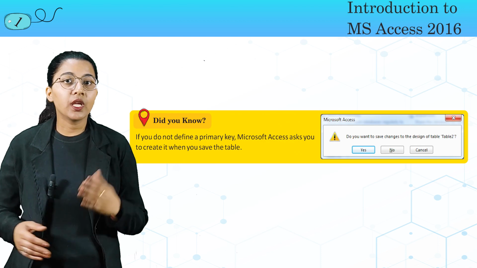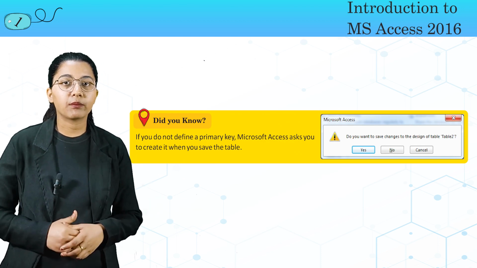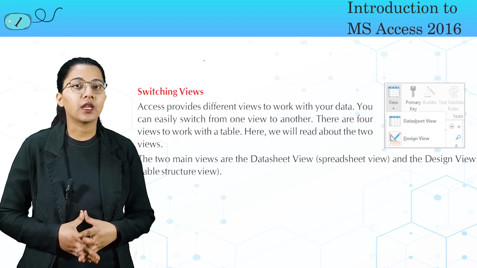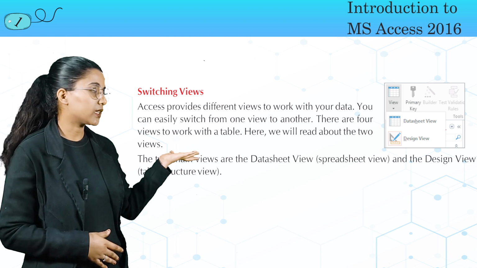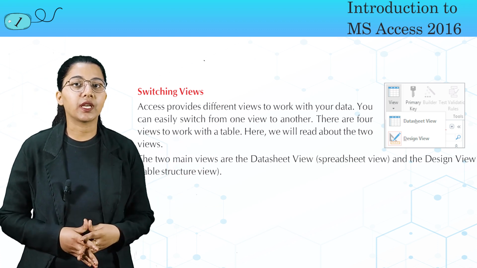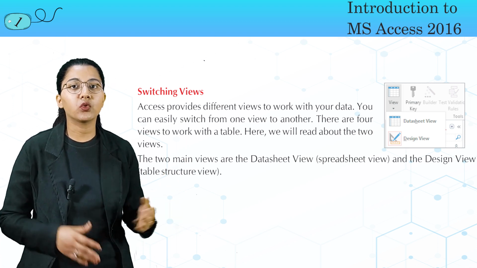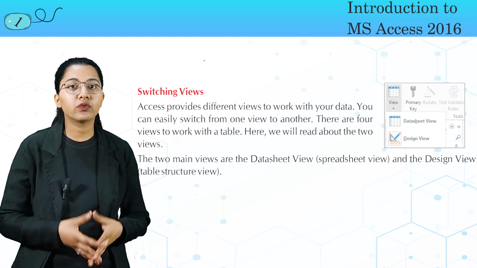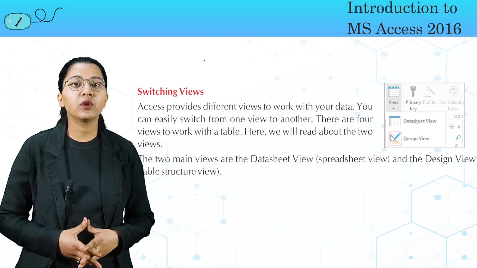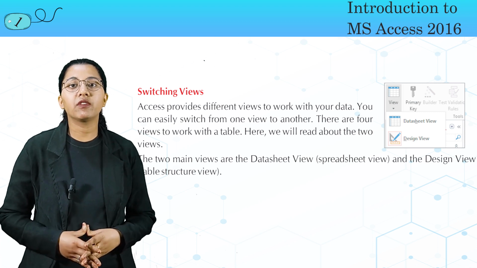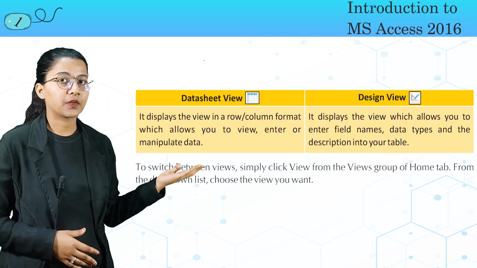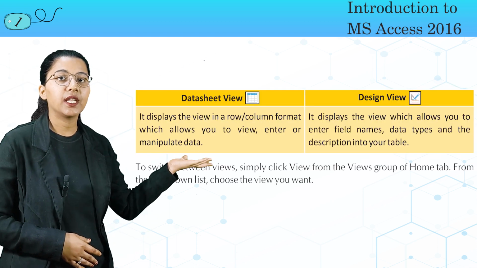Now, did you know? If you do not define a primary key, Microsoft Access asks you to create it when you save the table. Now, let's jump to our next topic. It is switching views. Access provides different views to work with your data. You can easily switch from one view to another. There are 4 views to work with the table. Here we will read about the 2 views. The 2 main views are the datasheet view, that is spreadsheet view, and the design view, that is table structure view.